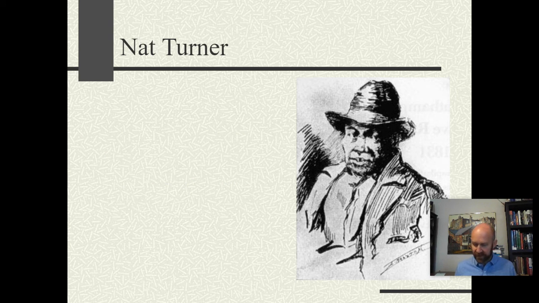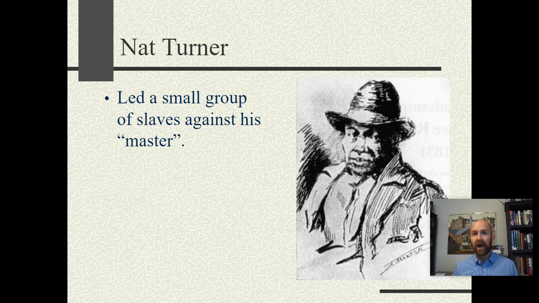Now, Nat Turner, on the other hand, is very religious. He will lead a small group of slaves against his masters, the Travis family. They're not very rich, but they own slaves, so they've got money. But Nat Turner is very religious. He believes that God has chosen him to end slavery.